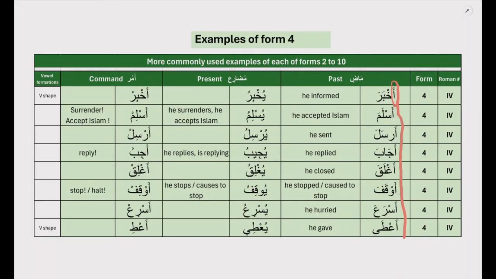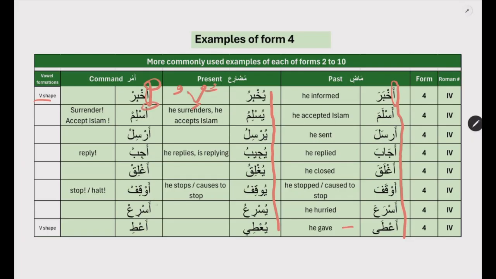waqafa is also to stop, but this is, you're causing something to stop. Asra'a is to hurry, sari'a means in a hurry, and ata is he gave. Right, and the ya just takes the damma, and also the vowel formation is the same, that V shape that we said, the damma there, the sukun there, the kasra there, and the damma there, that V shape vowel that we said. Right, and here we said all the alifs take fatha.